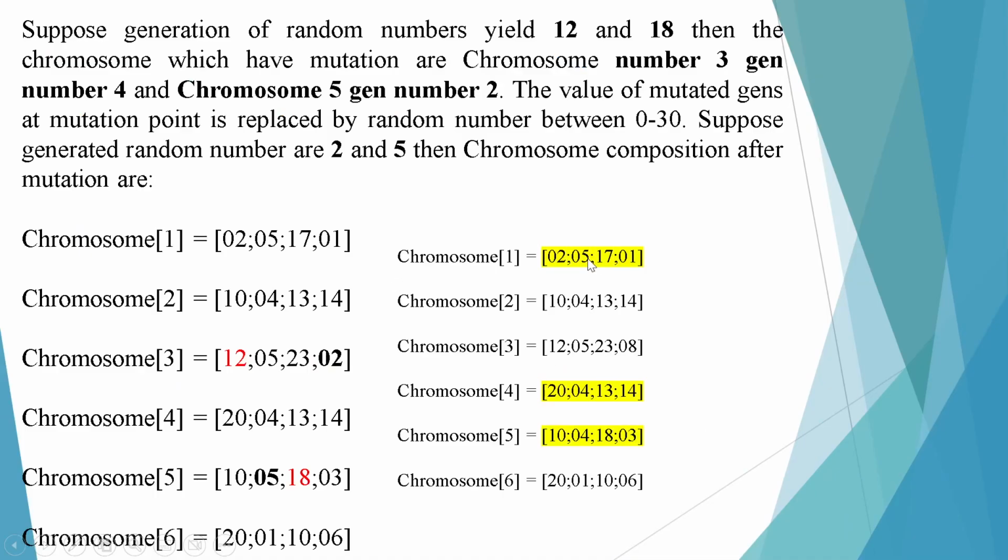You see that. Okay, this is after the crossover. So now we're going to do the mutations. You see this one? Mutation at chromosome number 3, gene number 4: initially it is 08, then replaced by 2. Chromosome number 5, gene number 2, replaced by 5.